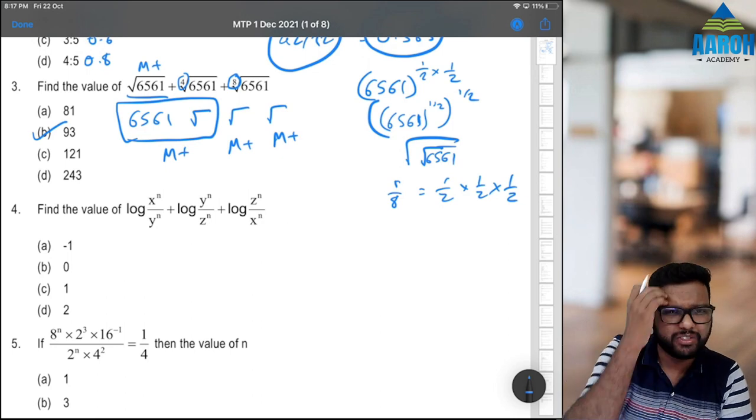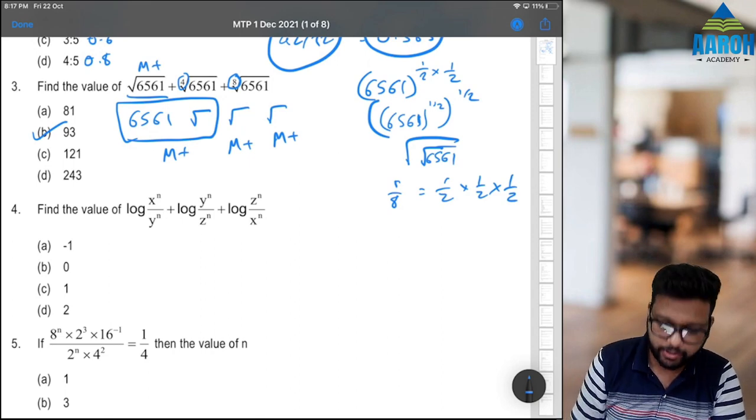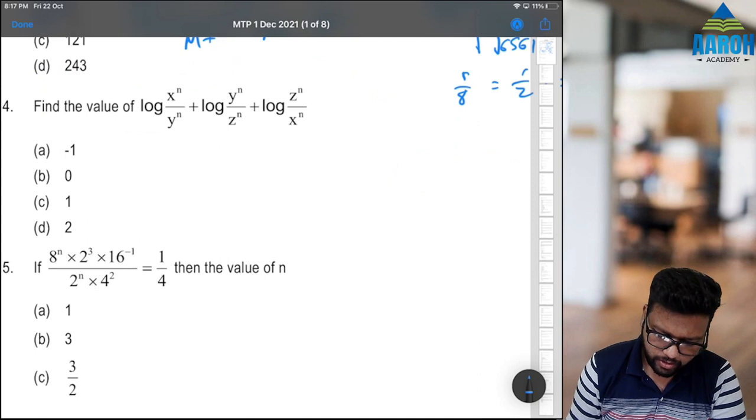Okay, so 6561 root M plus, root M plus, root M plus. That's it. I hope you have understood the concept. Concept understanding is important.